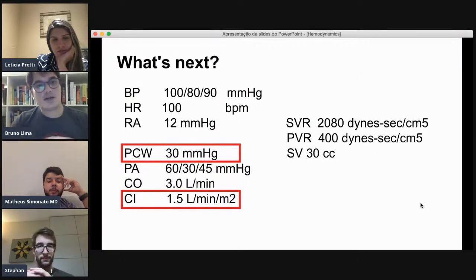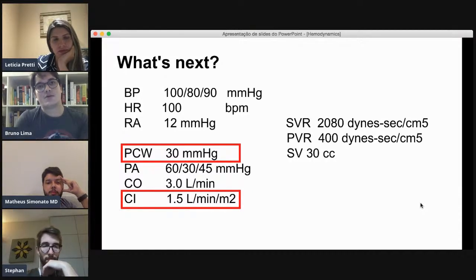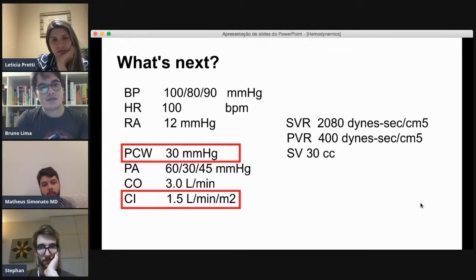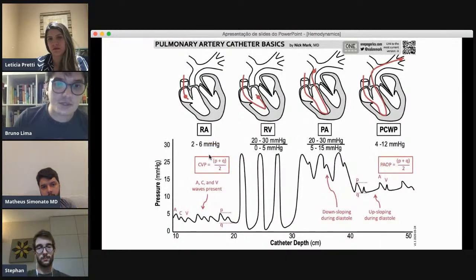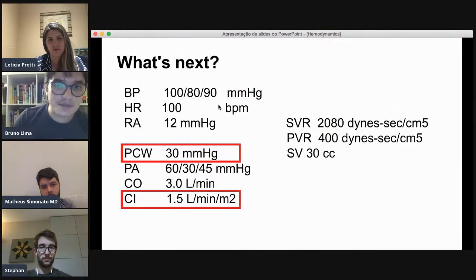So we do what you call RHC, or right heart catheterization, okay? And we got all of these numbers. We have the blood pressure of the patient during the procedure, the patient's heart rate, and the patient's right atrial pressure, 12. You guys saw here, it should be between 2 and 6. So this is up, okay?